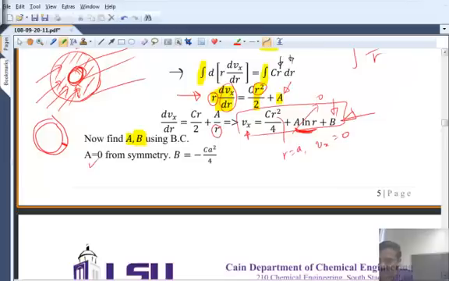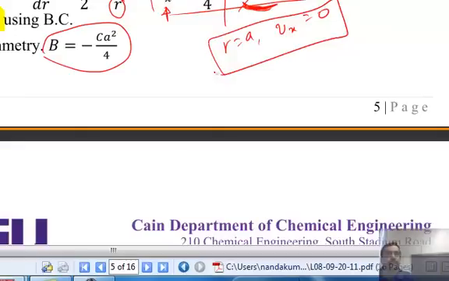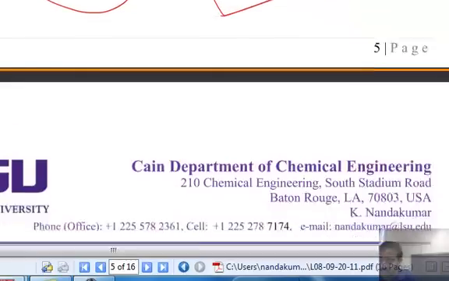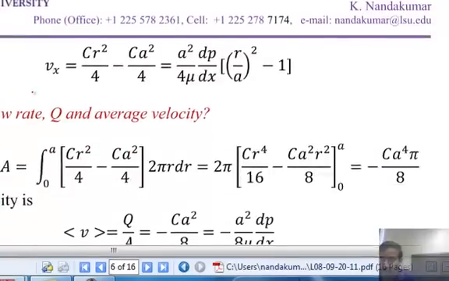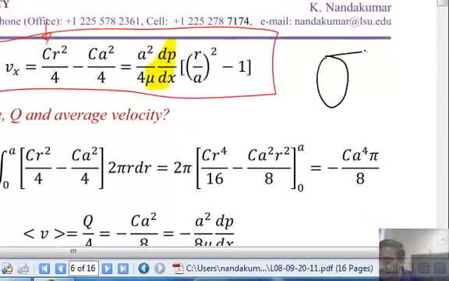But continuing on this problem, you find out what the other boundary condition is by imposing this condition at r equal to a, Vx equal to 0. So you just solve for B and you get the velocity profile. I'm substituting back in terms of C for the pressure gradient. So what we get from this one is that the velocity profile in a circular pipe is parabolic. So if I plot the velocity profile, it's quadratic, you can see there.